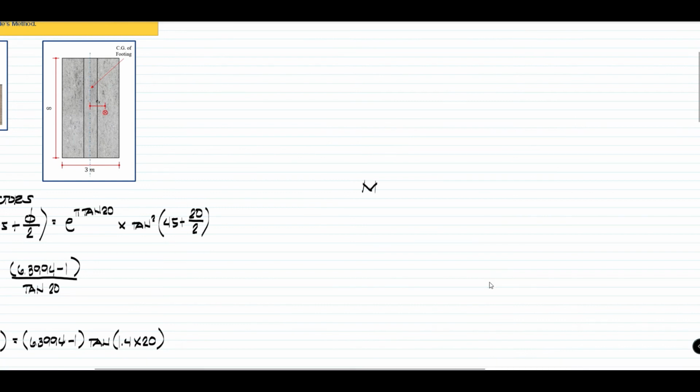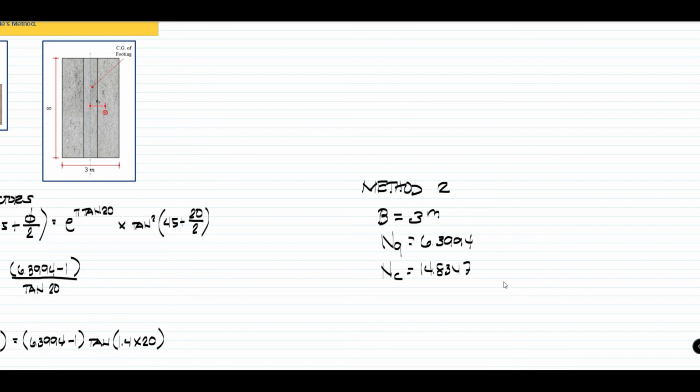So, for the method 2, kunin natin yung B niya will be 3 meters na. And then, hindi tayo magpapalit ng bearing capacity factors. So, the NQ will just still be 6.3994. Yung NC will be 14.8347. And yung N gamma will be 2.8709.